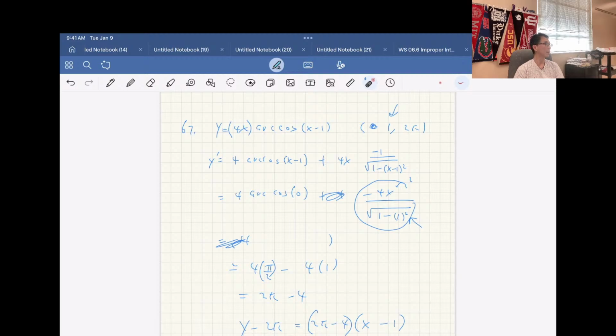Yes. It doesn't need a boundary. It has an initial condition of 1, 2 pi. So I'm plugging in 1. The problem is a lot of students are confused about what arc cosine of 0 is. Arc cosine of 0 is actually pi over 2 rather than 0, because that just means when the x value is 0, what is my radian? The only time that x is equal to 0 is located at pi over 2. So 4 times pi over 2 equals 2 pi, minus 4. So that means your slope is 2 pi minus 4 times that.